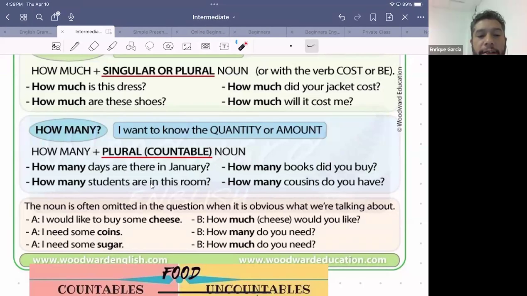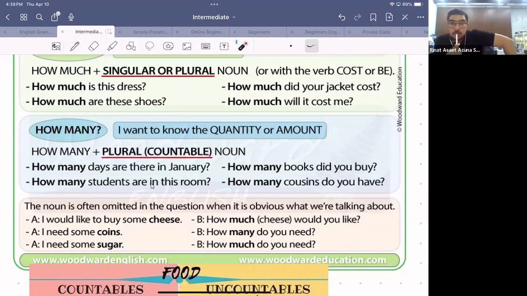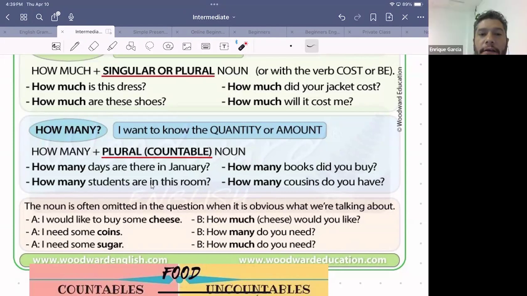What if it is a singular noun, is it how much? For example, how much the student is in the room? If only one student is in the room, no, no, because how many? Yes, you need to use how many. And the answer is one. One student.